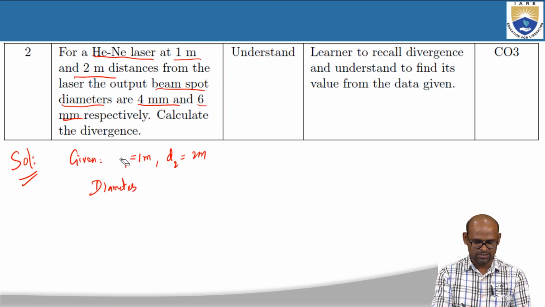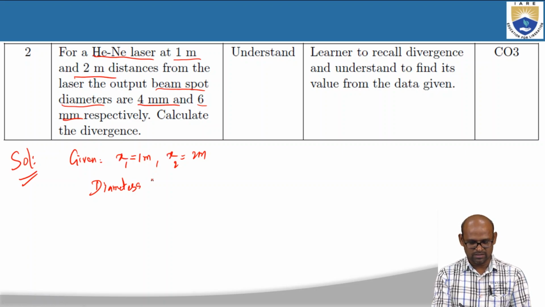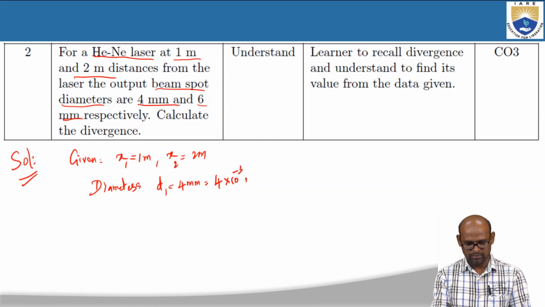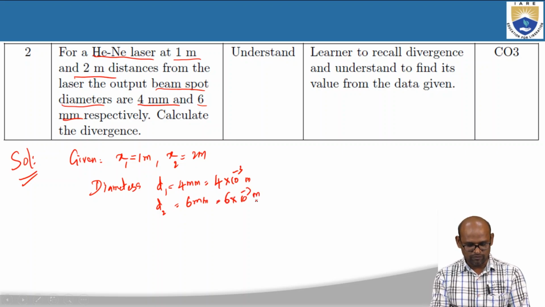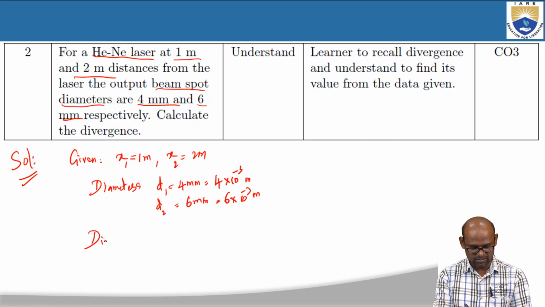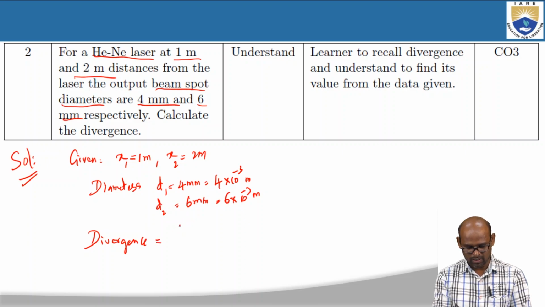So to avoid the confusion, distances we can take as x1, x2. Diameters: D1 is 4 millimeters, so that is 4 into 10 power minus 3 meters, and D2 is 6 millimeters, so that is 6 into 10 power minus 3 meters. Okay, so the formula for divergence is R1 minus R2 by D1 minus D2, and here D1 must be greater than D2.